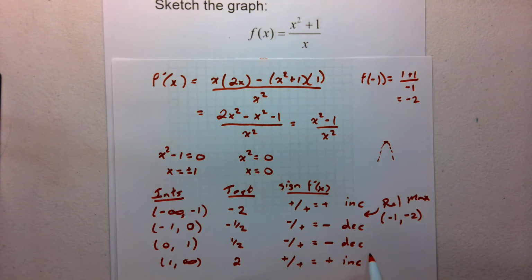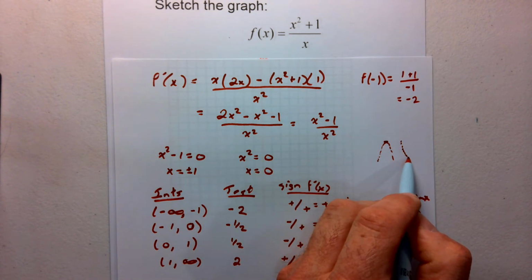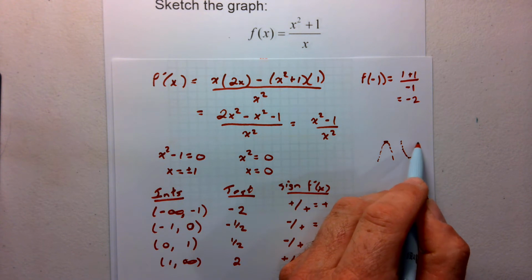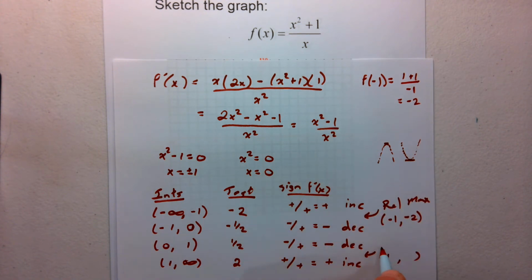I can also go ahead and put in my 1 here. In this case, I'm going from a decreasing to an increasing. So if I go from decreasing or negative slopes to positive slopes or increasing, I know I'm going to have a relative minimum here.